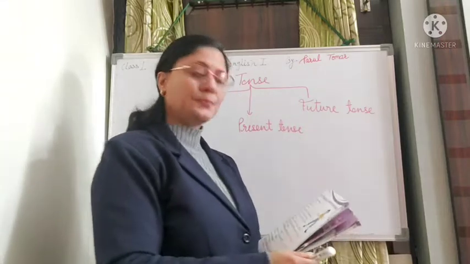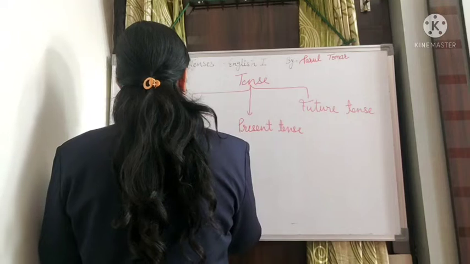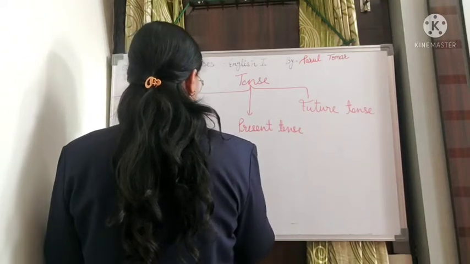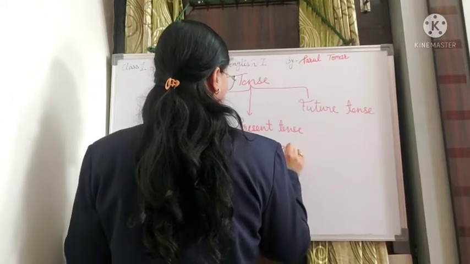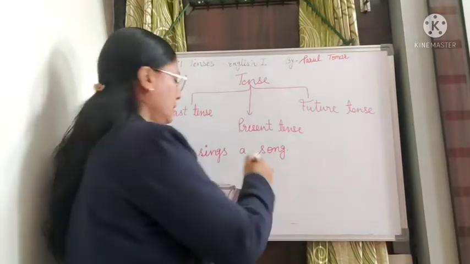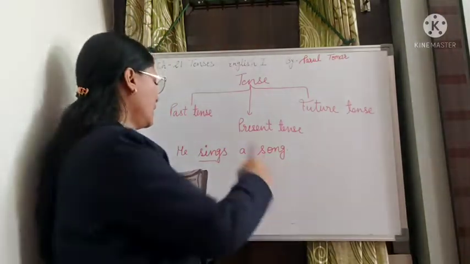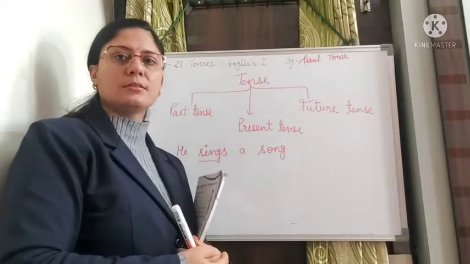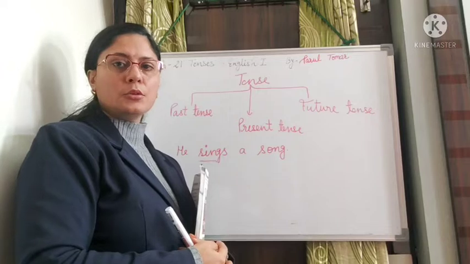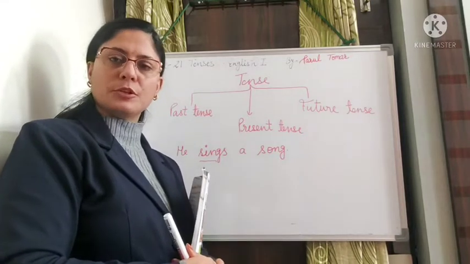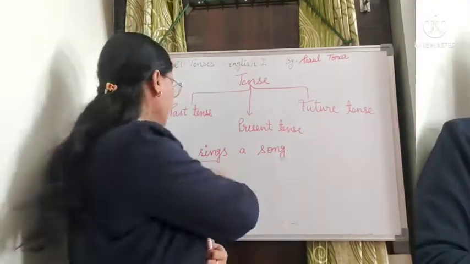For example, I'll write a sentence. He sings a song. Here, sing is the verb and this is written in the first form of the verb. So, we always use the first form of the verb and s in present tense. He sings a song.